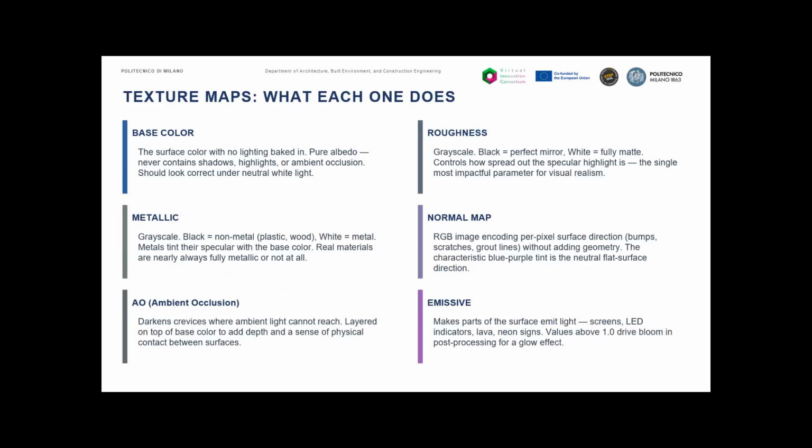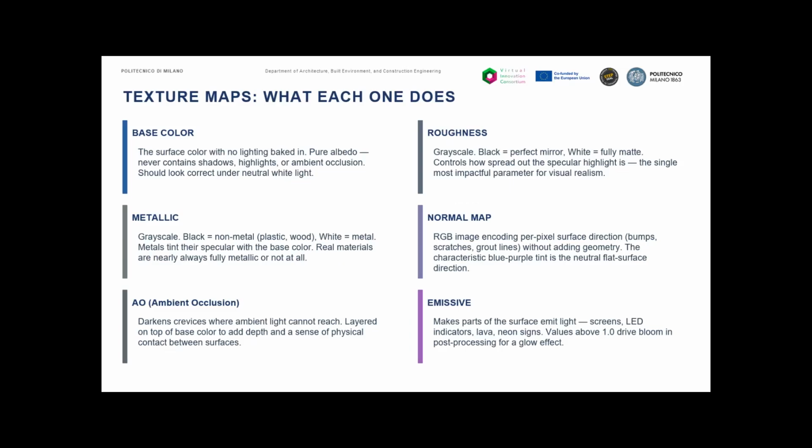PBR texture maps. Texture maps are the actual maps used inside the shader. What gives the material its appearance? The base color is the spectral reflectance of the surface. Pure color, no lighting information, and it should look correct under flat, neutral white light, never including shadows, highlights, or occlusions.